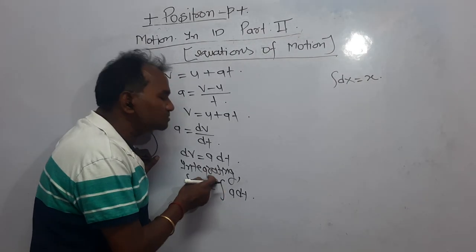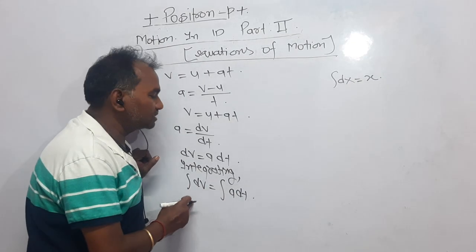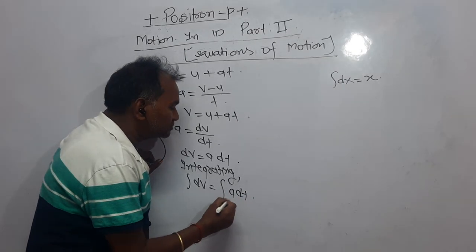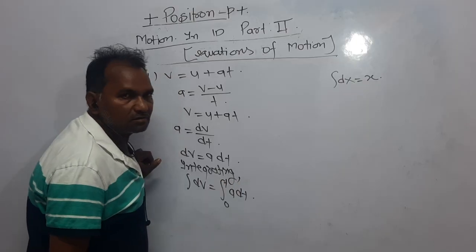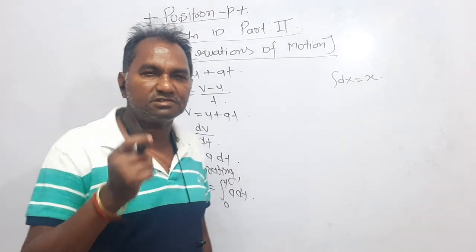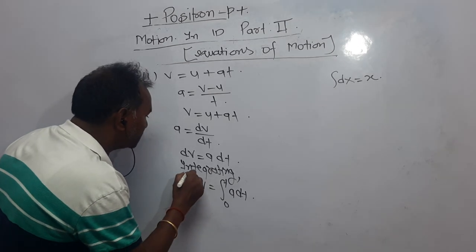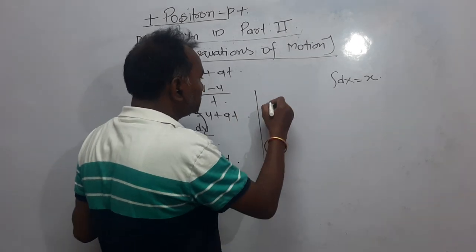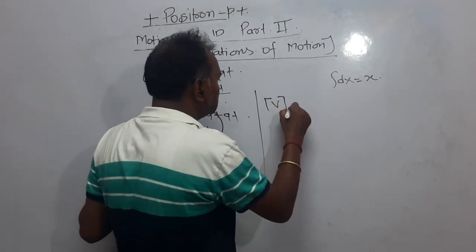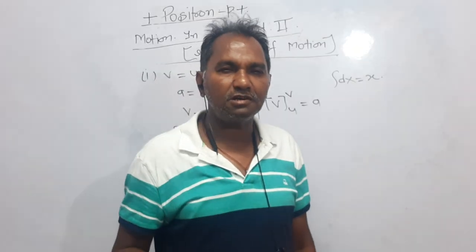So here the limits we apply with respect to time, and here with respect to velocity. With a dt, let the body travel from 0 to t time. With dv, you replace the limits with respect to velocity. Let the initial velocity be u and final velocity be v. Now integration of dv is v, with limits u to v, and a is a constant.